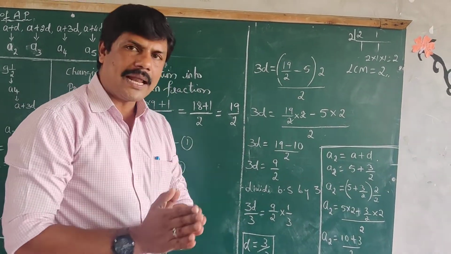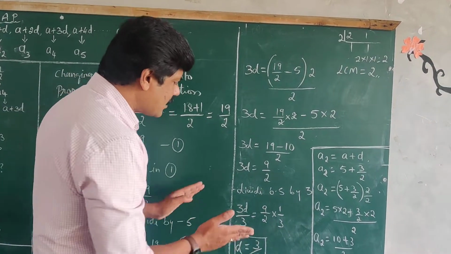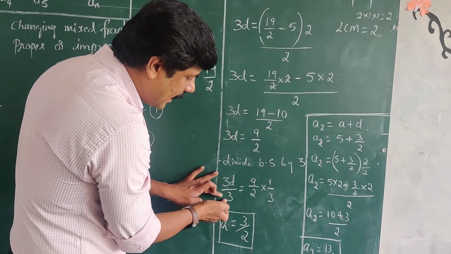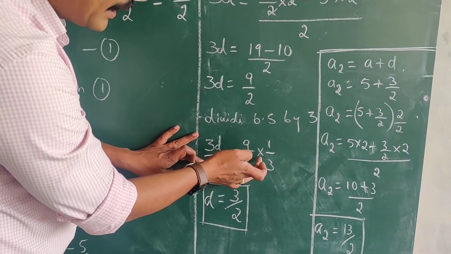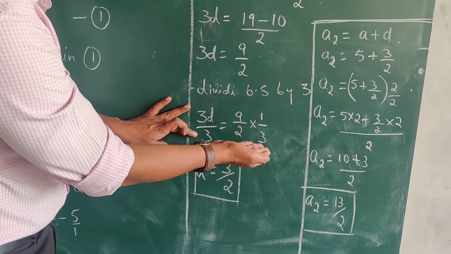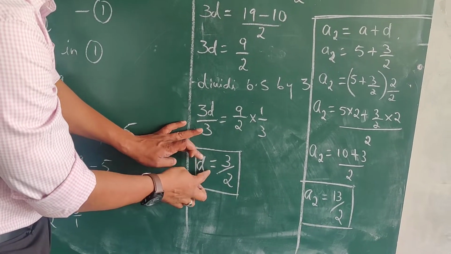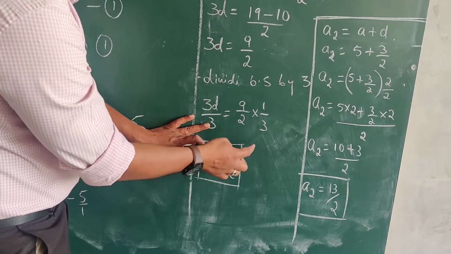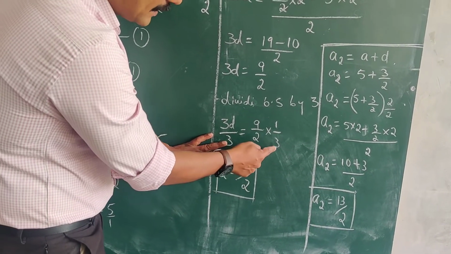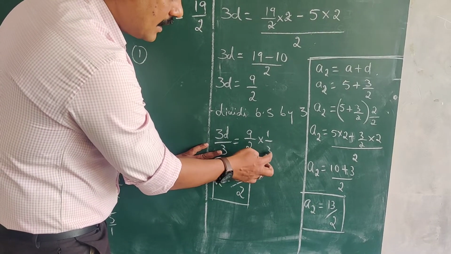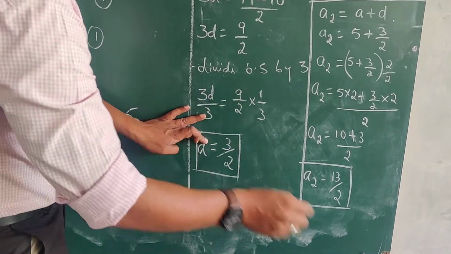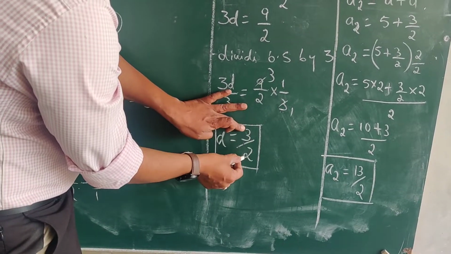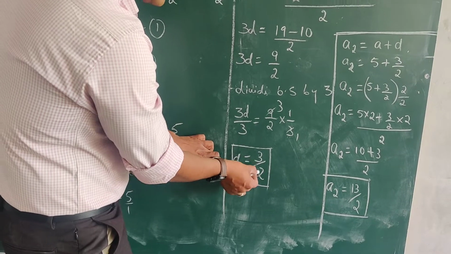Now what we need is the d value. We don't want 3 times d. As usual we divide both sides by 3. After dividing, 3d by 3 is equal to 9 by 2 into 1 by 3. 1 by 3 is nothing but divided by 3. The 3 gets cancelled. d is equal to 3 times 9, thus we get 3 by 2. 3 and 9 are multiples: 3 times 1 is 3, 3 times 3 is 9. So d value we got is 3 by 2.